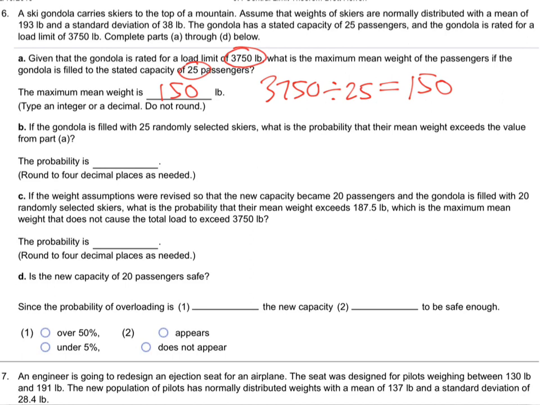Question B. If the gondola is filled with 25 random skiers, what's the probability that their mean weight exceeds the limit? So what if they have this gondola with a 3,750 pound limit and 25 passengers, and 25 people pile onto it? What's the chance that their mean weight exceeds the value we just got from part A?